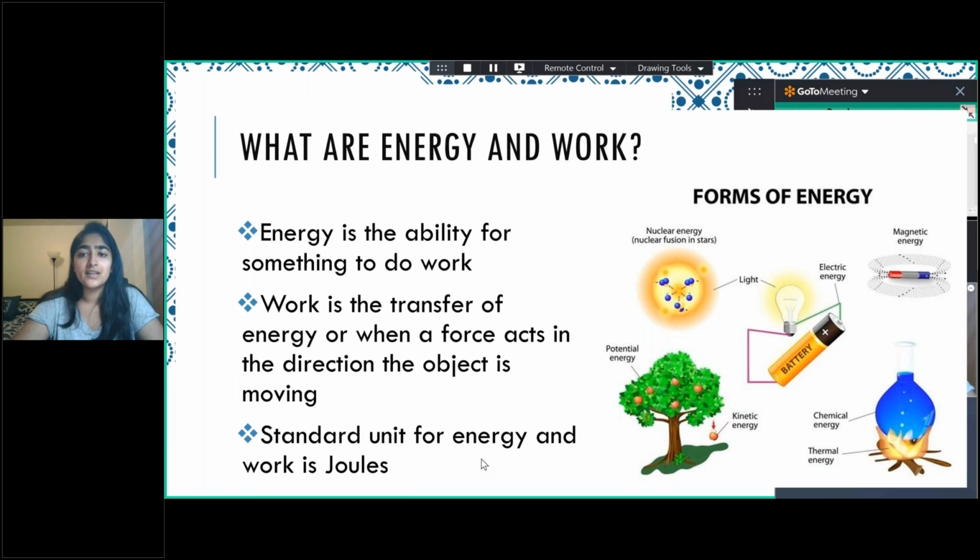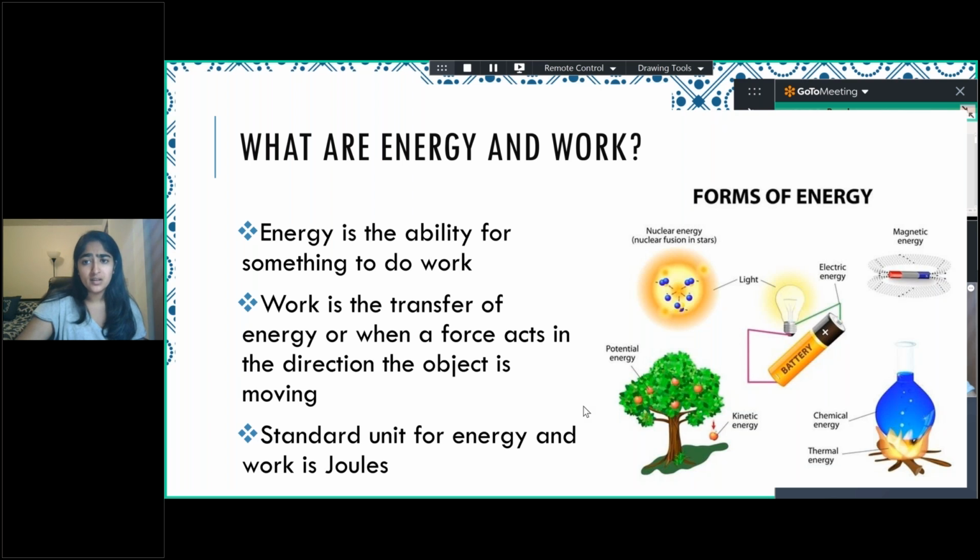On the right-hand side, I have a picture showing different forms of energy we may know of in real life. So electrical energy, like in a battery, or magnetic energy in a magnet, or from a fire, you get thermal energy, and through reaction, you get chemical energy, and nuclear energy, like in stars, and of course, light. And then, of course, there's potential and kinetic energy, which are the two big ones that we'll be focusing on today.